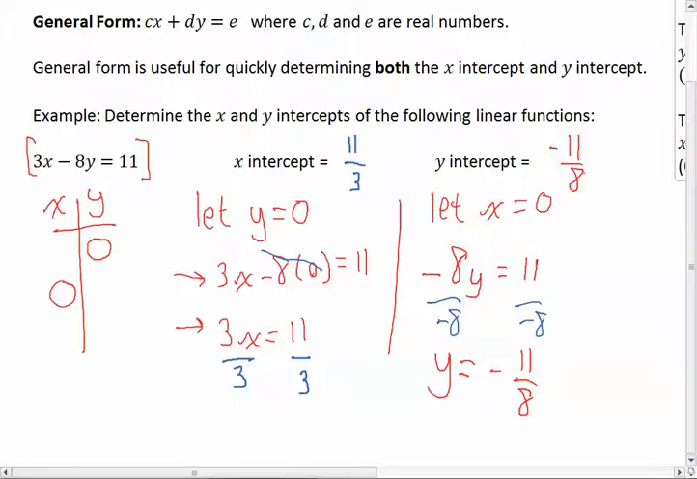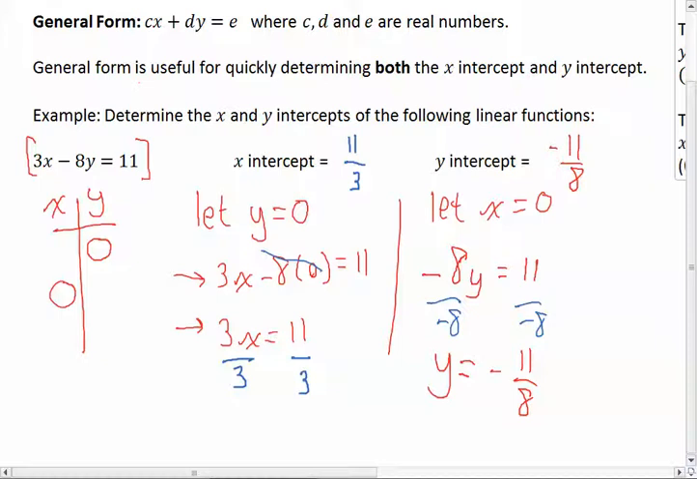So general form is really useful, again, for quickly making up a graph. General form is more difficult, though, if you're given a graph. There are more steps to get from a graph to general form. But graphing from general form is relatively simple, because all we do is plot the x and y values, and then draw a line through them.